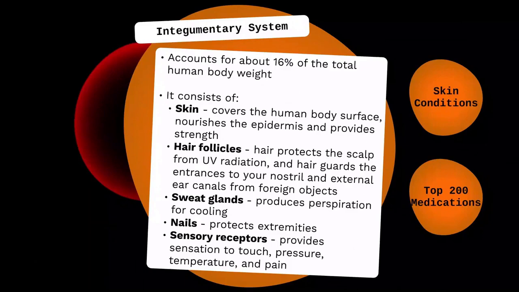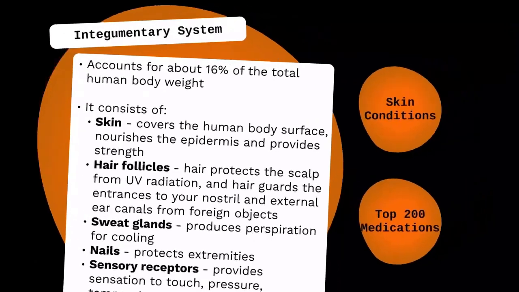Our hair follicles, our hair protects the scalp from UV radiation so that we don't get sunburnt on our heads every day. And hair also guards the entrance to your nostril and external ear canals from any foreign objects. Our sweat glands produce perspiration for cooling, our nails protect our extremities, and our sensory receptors provide sensation to touch, pressure, temperature, and pain, and we're going to talk about that more with the nervous system.